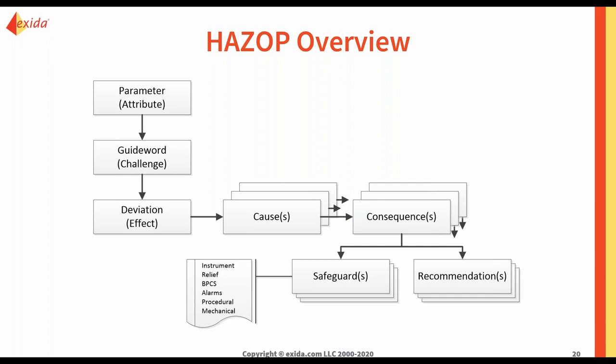During HAZOP, we look at different kinds of parameters, guide words, and deviations. For example, we look at pressure condition, and we lay out a unit, and then we look at different piping. We consider whether there is a high pressure condition, and then we look at what would actually cause that particular high pressure. For example, maybe the closing of a pressure valve that's going to create a high pressure upstream or create a back pressure in a way.